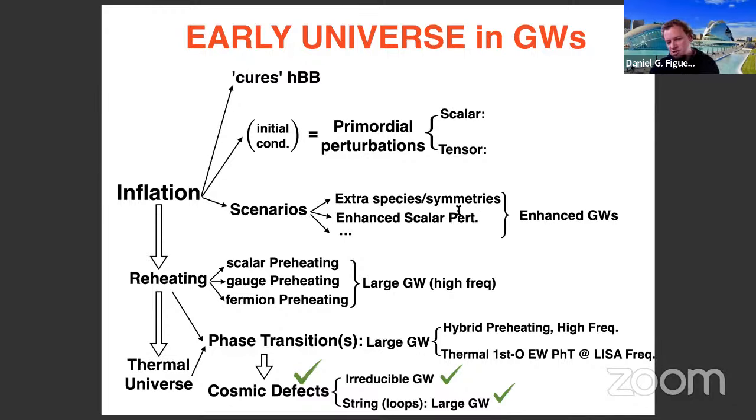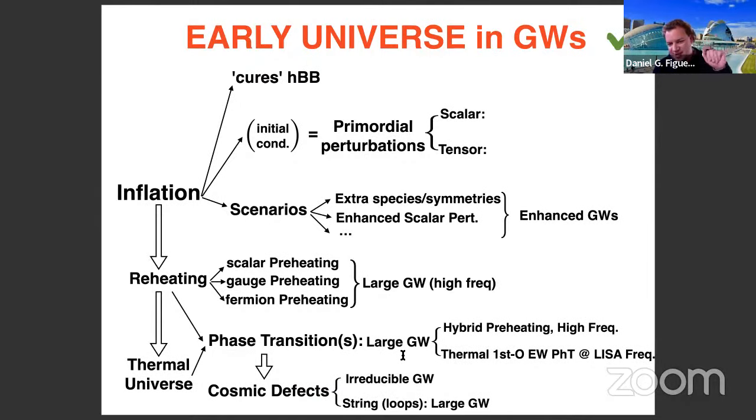The flexibility of inflation allows you to add many ingredients, and you can enhance the prediction from inflation. You can produce a large background of gravitational waves from preheating, and then there can be phase transitions that also produce their own background of gravitational waves, or cosmic defects that have two components of gravitational wave backgrounds.